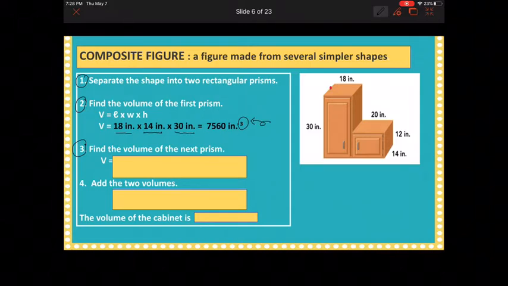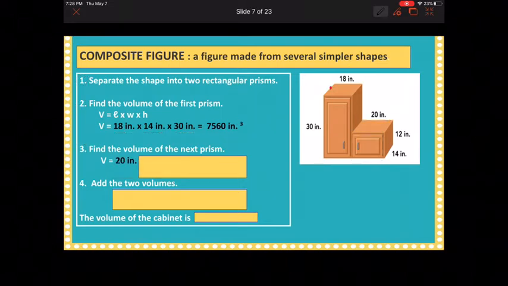Let's look at our second prism, which is going to be this one right here. And let's look at the length. Remember, length, I want to do left to right. So let's see, the length of it. Oh, there's no measurement here. There's no measurement here. But look right here. We can see the length is going to be 20 inches. So let's put that in.